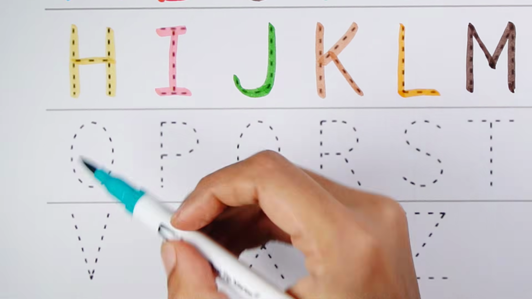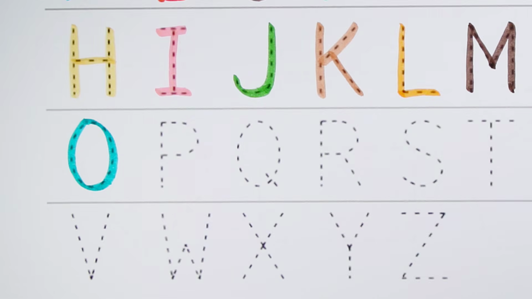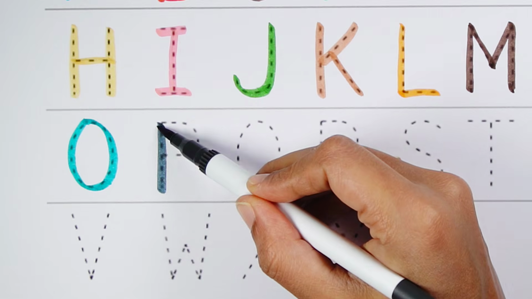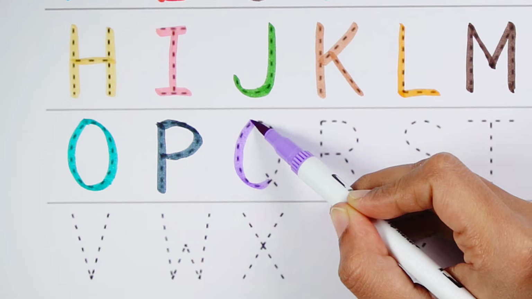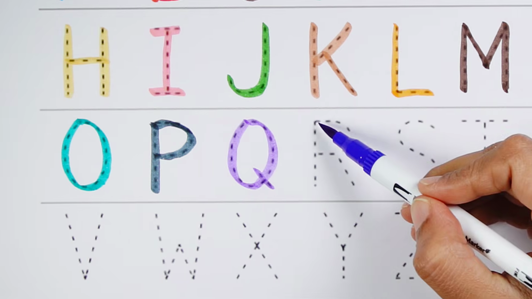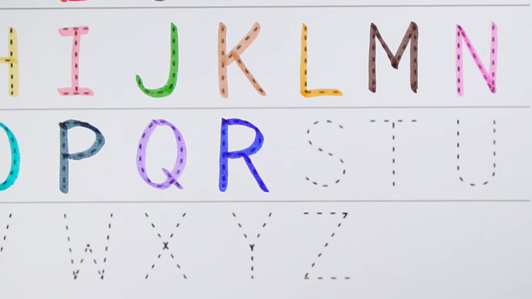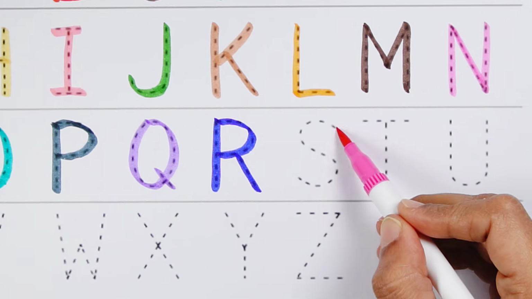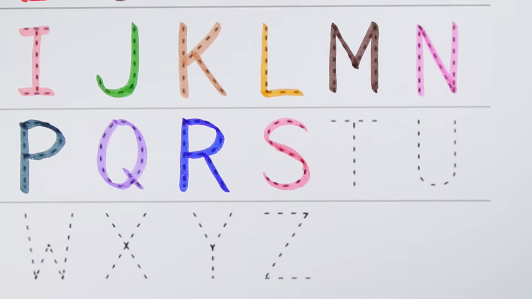Necklace. O for octopus. Octopus. P for pencil. Pencil. Q for queen. Queen. R for rabbit. Rabbit. S for sunflower. Sunflower.